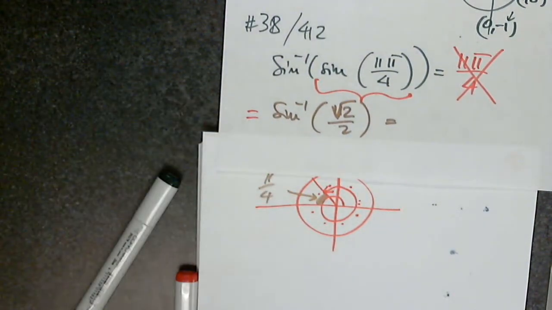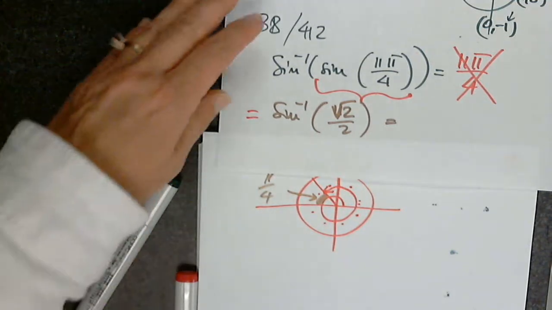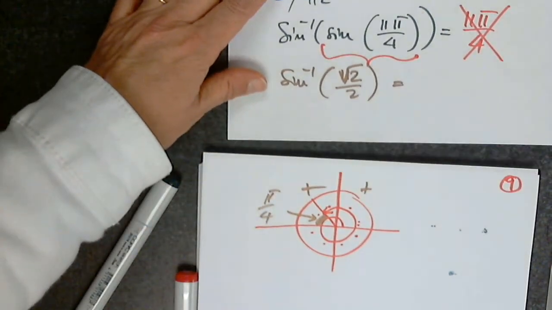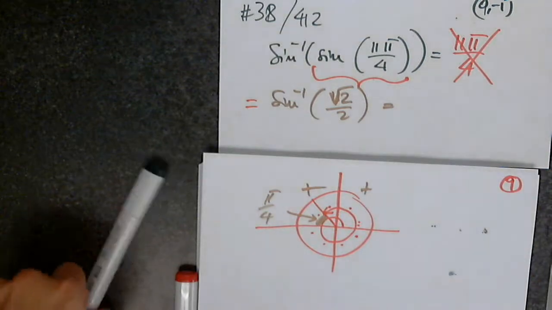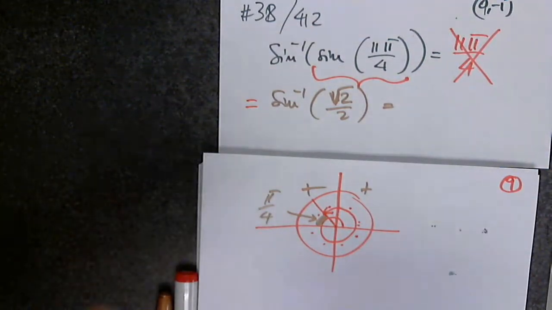Excellent. So now I'm asked to find what angle has sine the square root of 2 over 2, but the answer has to be here. Mandatory. Between these two. So what will I write as the answer? And of course not 11 pi over 4, but exactly.